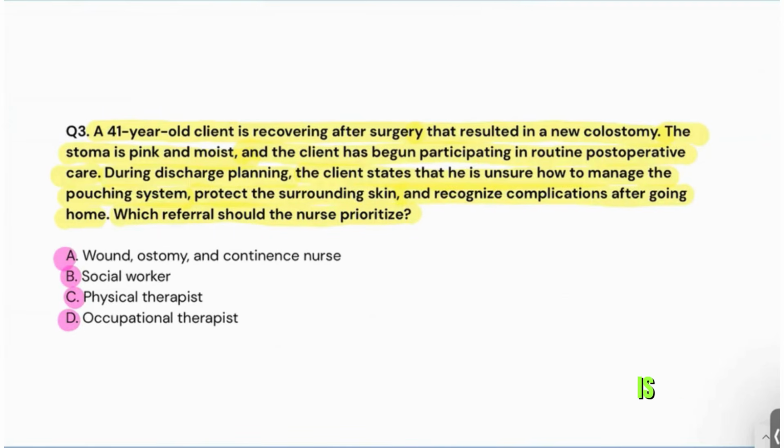So the correct answer is letter A. A wound, ostomy, and continence nurse specializes in ostomy care, pouching, skin protection, and complication prevention. Letter B is not correct because social work focuses on resources and discharge needs. Letter C is incorrect because physical therapy focuses on mobility. And letter D is also incorrect because OT focuses on functional activities. Our next question.